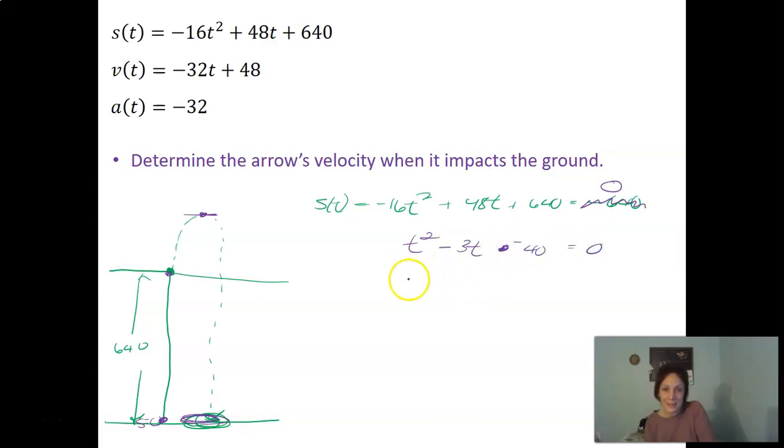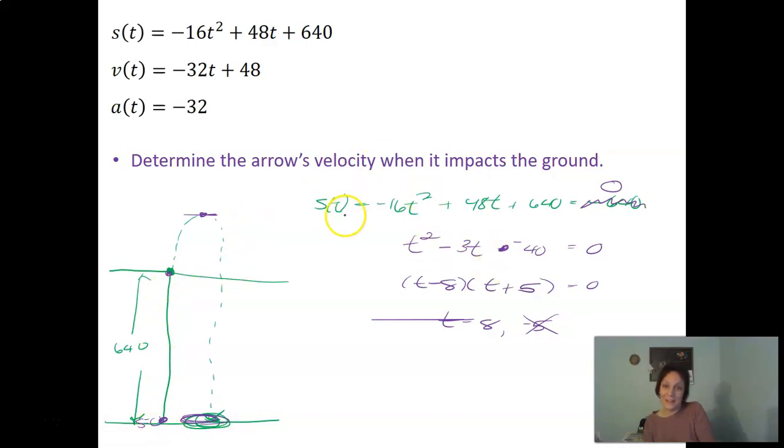Okay, that, happily, even though it doesn't look like it at a glance, is factorable because I can make a 40 with an 8 and a 5. So if I do a minus 8 and a plus 5, that will give me my negative 3 in the middle, and it tells me that I have 2 possible times when its position is 0: 8 seconds and negative 5 seconds. Clearly negative 5 is not going to be in the realm of possibility here. In other words, we're saying 5 seconds in reverse would have put you here.